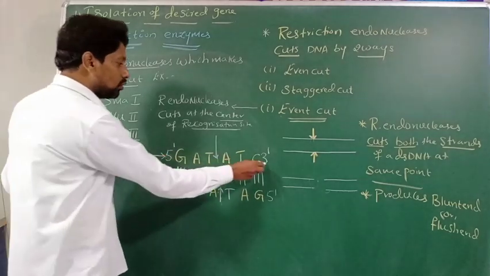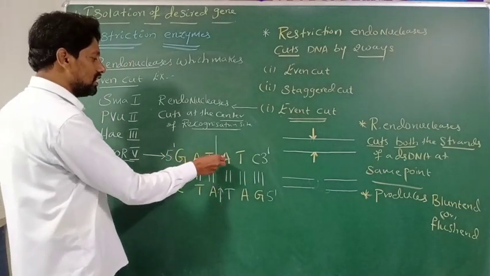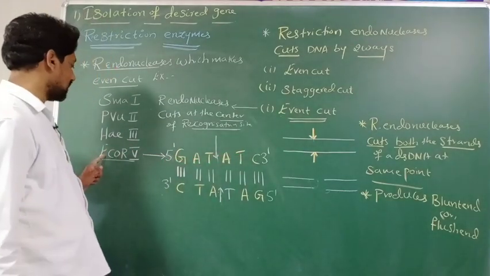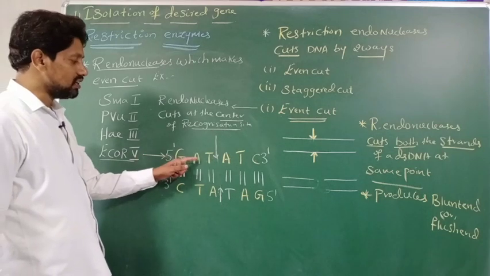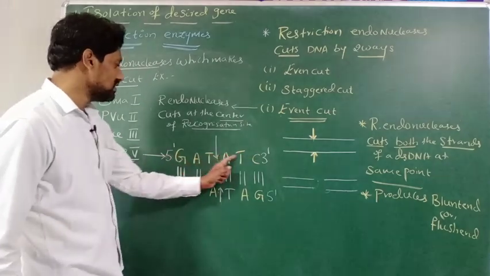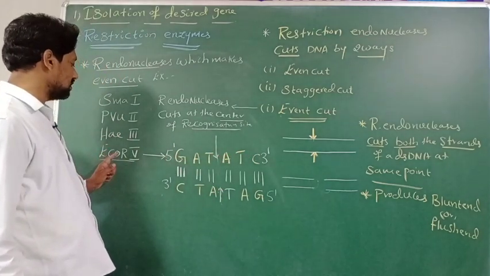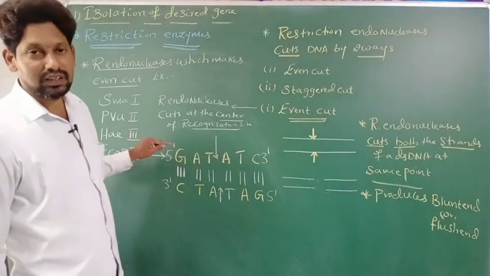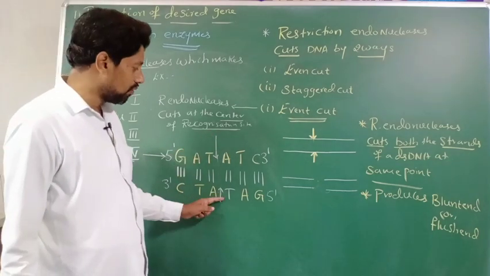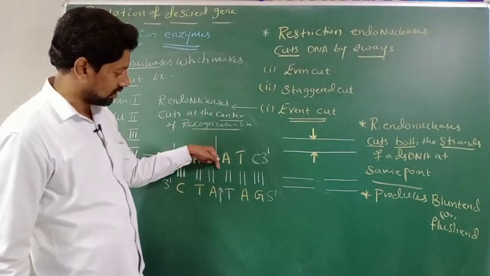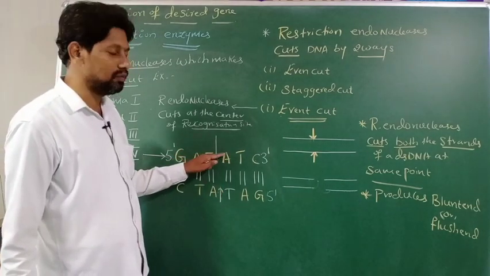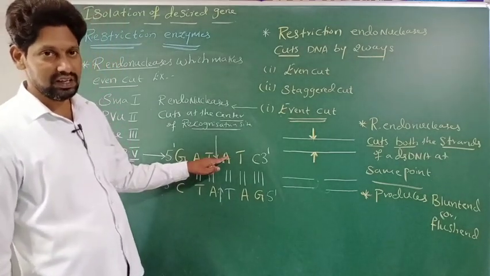From 5' to 3', GATATC. This is what? The restriction site or recognition site for EcoRV. EcoRV is cutting both the strands at the same point, that is, at the center of the recognition site, in between T and A. Is this statement okay? Clear?